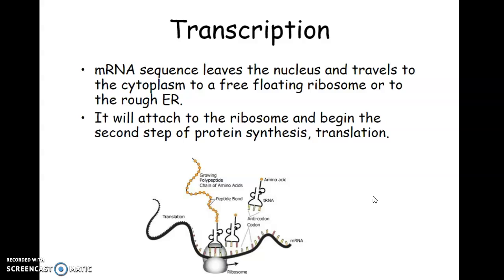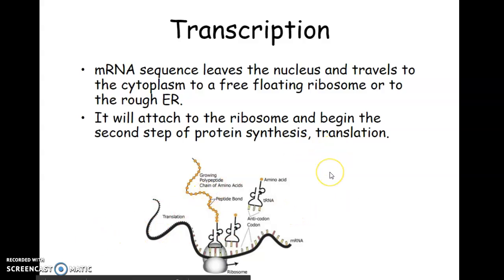The mRNA sequence leaves the nucleus after transcription. After it's made from that DNA template, it's going to squeeze through those pores in that nuclear membrane. It's going to leave the nucleus and travel into the cytoplasm. It's going to find maybe a free-floating ribosome, or a ribosome that's attached to the rough ER. And it will attach to that ribosome and begin the second step of protein synthesis. It is called translation. At that point, it's going to have to use tRNA.